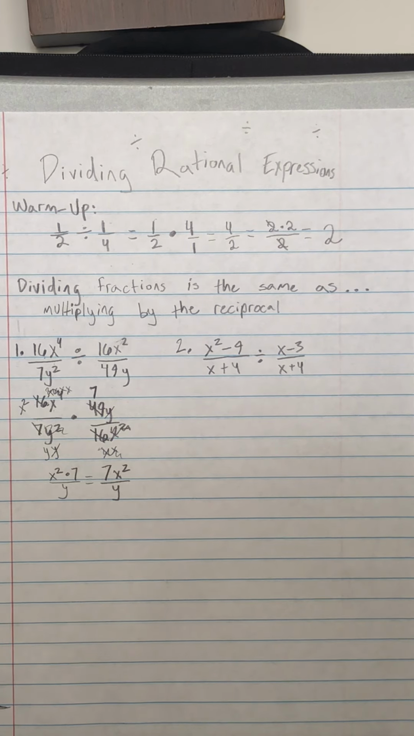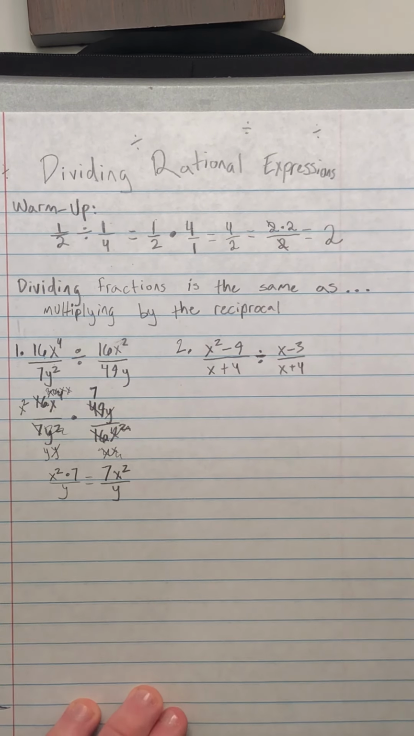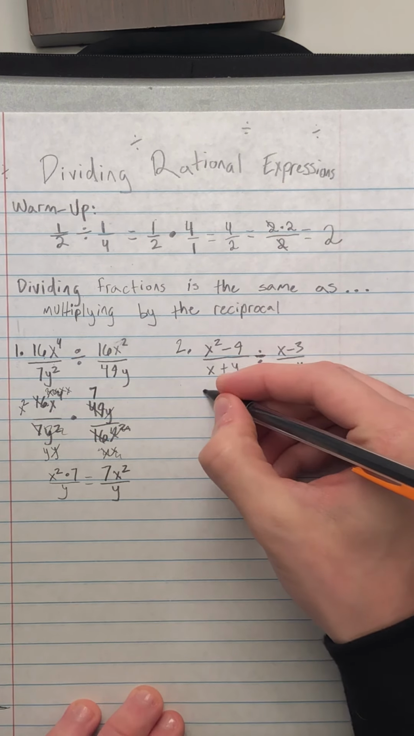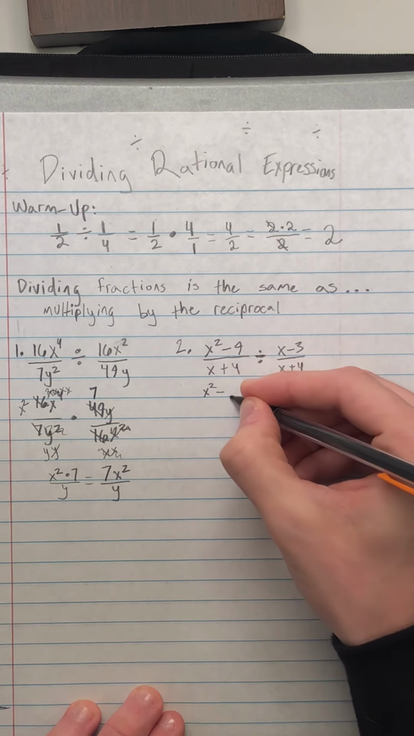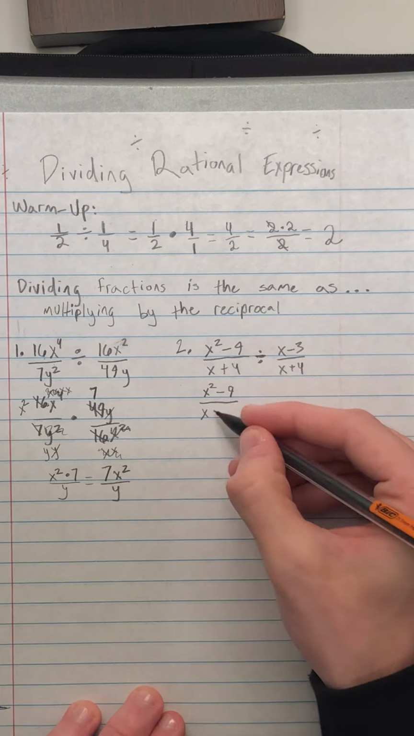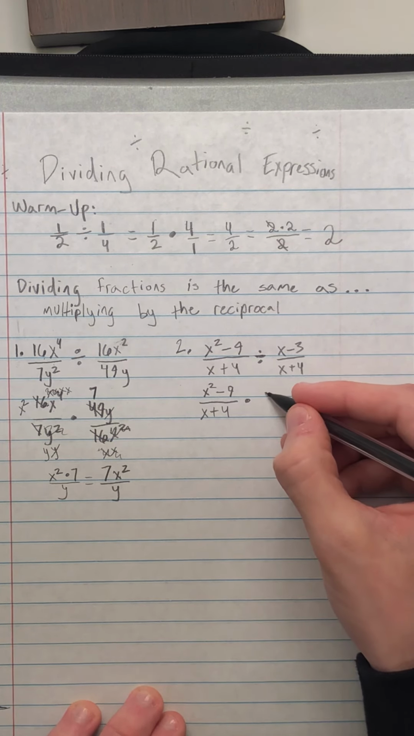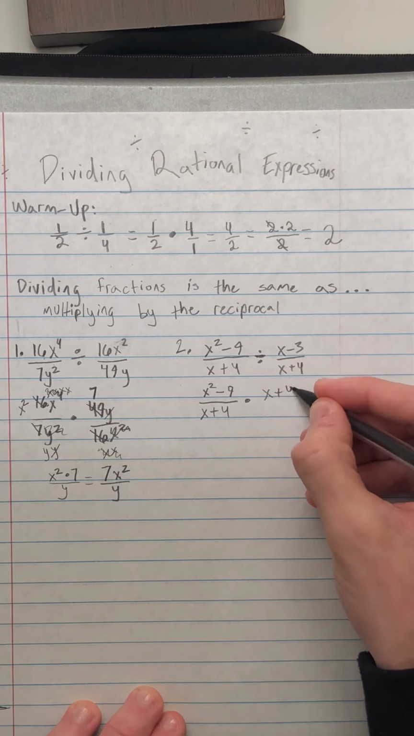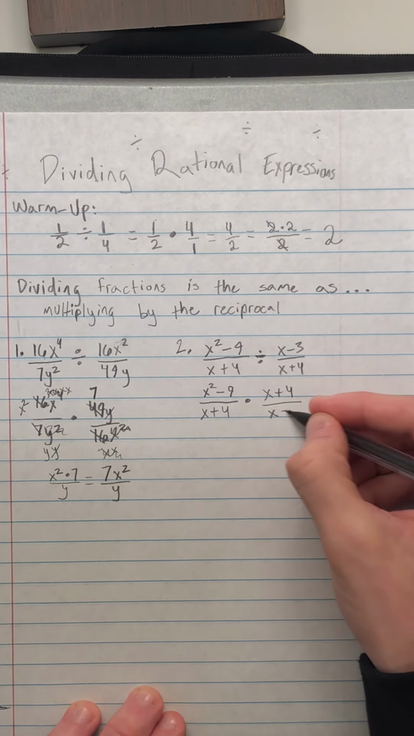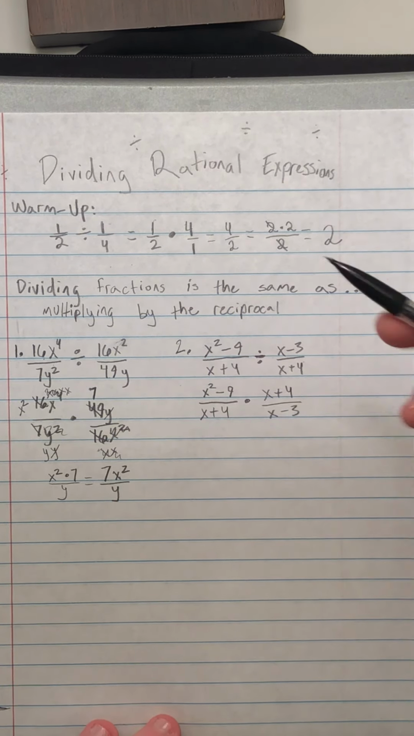Okay, before I start to factor, before I do anything, when I've got this division symbol, first thing I'm going to do is flip it. So I really have x squared minus 9 over x plus 4 times x plus 4 over x minus 3. Notice it's the reciprocal of that second fraction, okay? Just like the problems we've done.